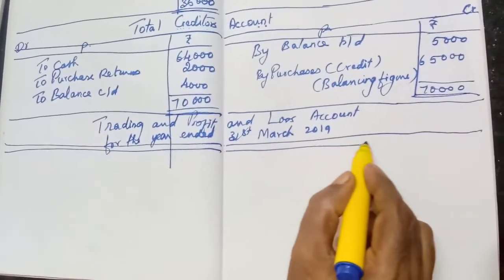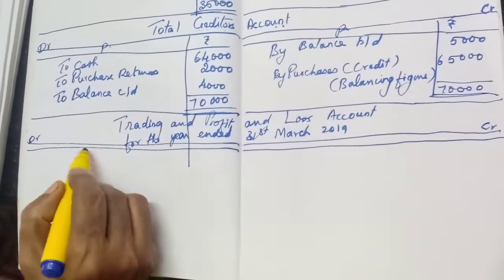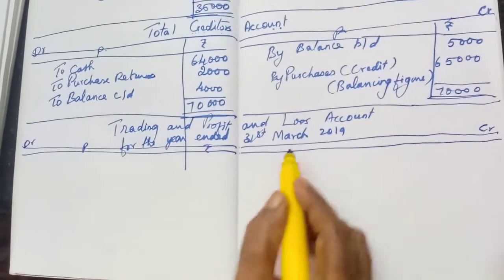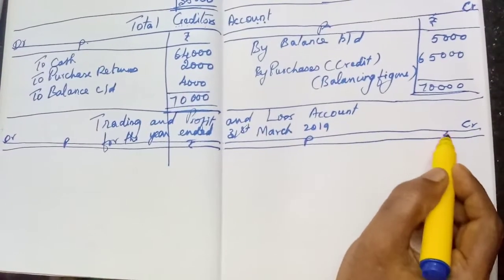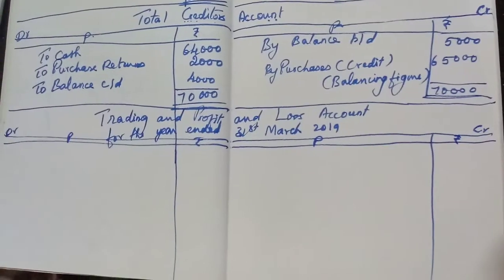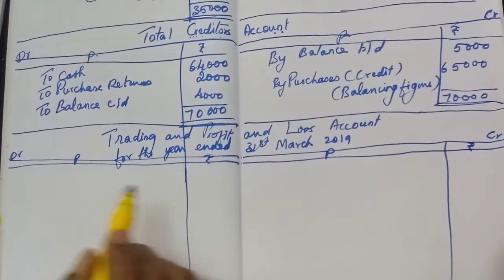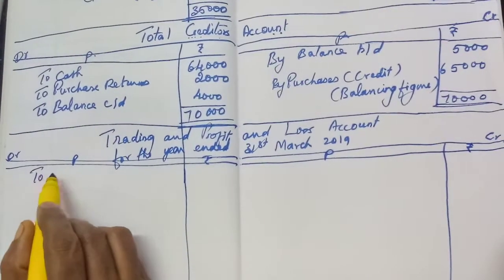Then because it is an account, again debtor, creditor we should write. Don't forget. Particulars, rupees symbol. Particulars, rupees symbol. Then draw line. Okay. Now we will start. What is the first item? To opening stock.